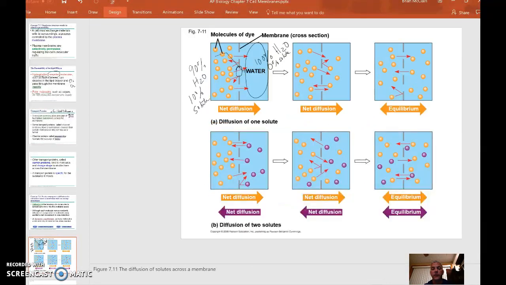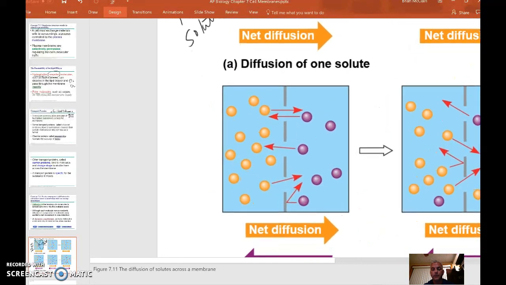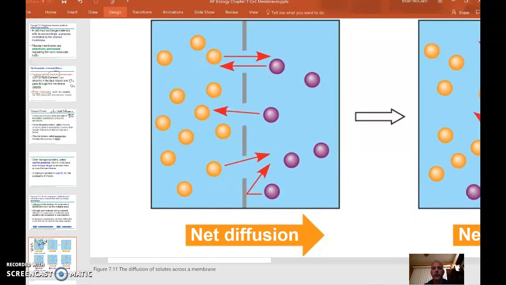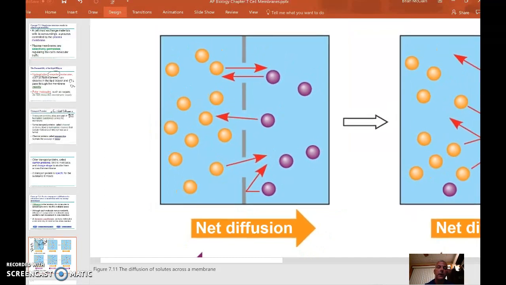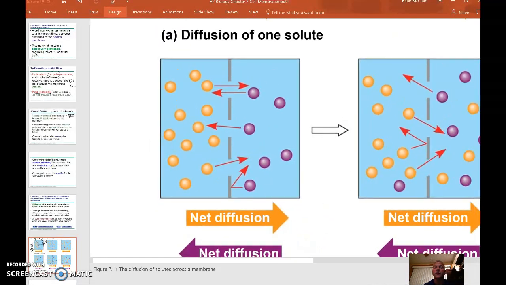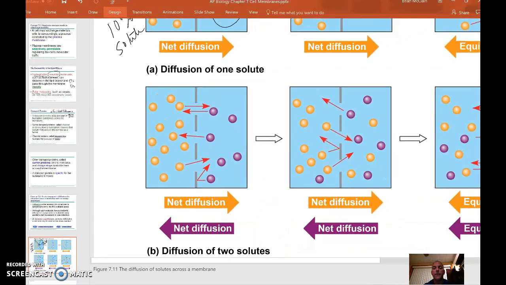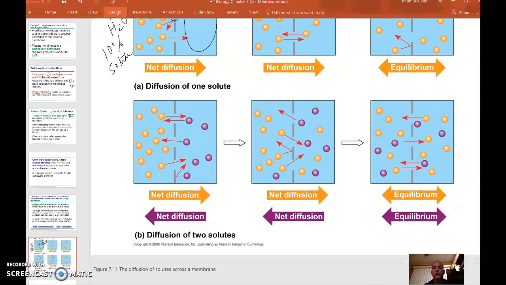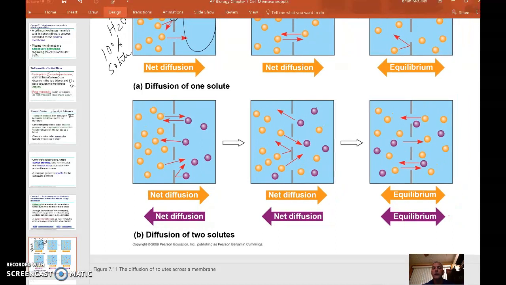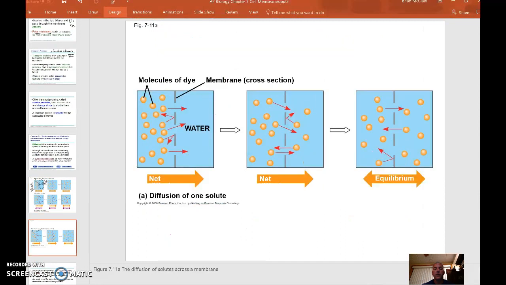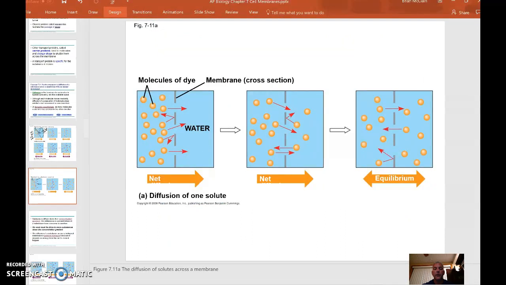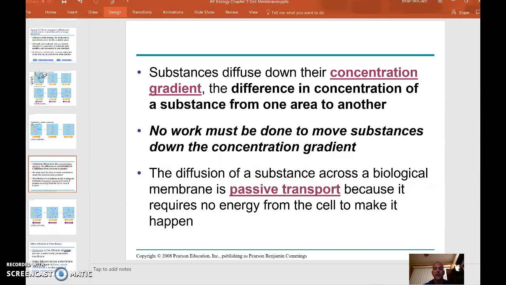And that's the natural tendency. The other thing to keep in mind, when we look at the second scenario, I have two different types of molecules, and they are both able to move across the membrane because of the permeability, and they each are going to diffuse down their own concentration gradient. So it's really critical that you keep that in mind, that every substance has its own gradient. Everything will move until it reaches its own dynamic equilibrium.